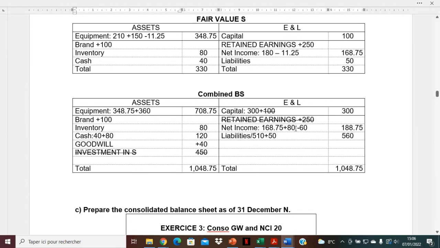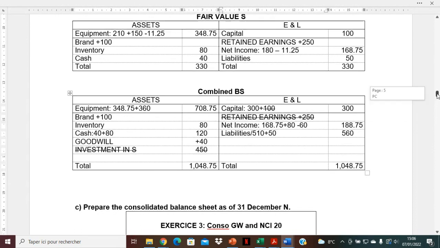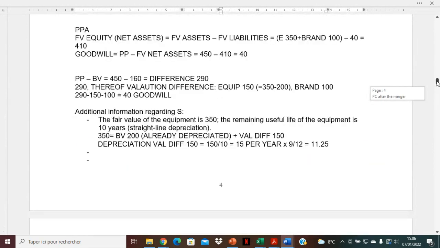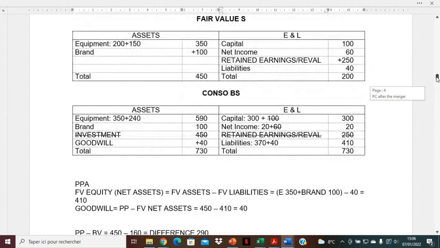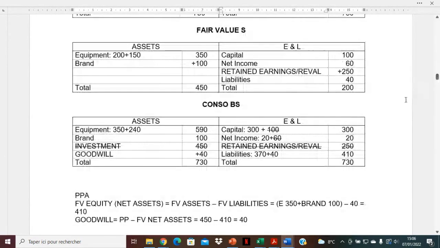Okay. Why do we have minus 60 here in net income? Well, remember, that's the profit that the subsidiary had when we purchased it. And you see here also, when I did the very first consolidation, I eliminated 60 from net income. That was in April. So I eliminate fully the profit of the subsidiary because it's at acquisition date.